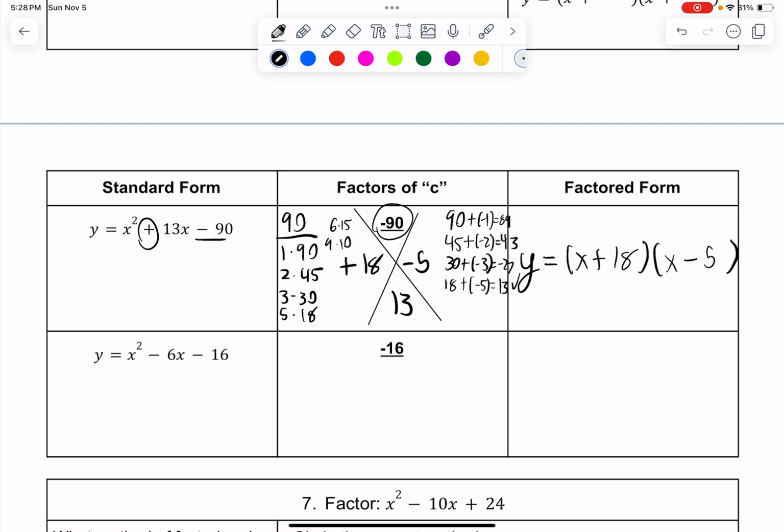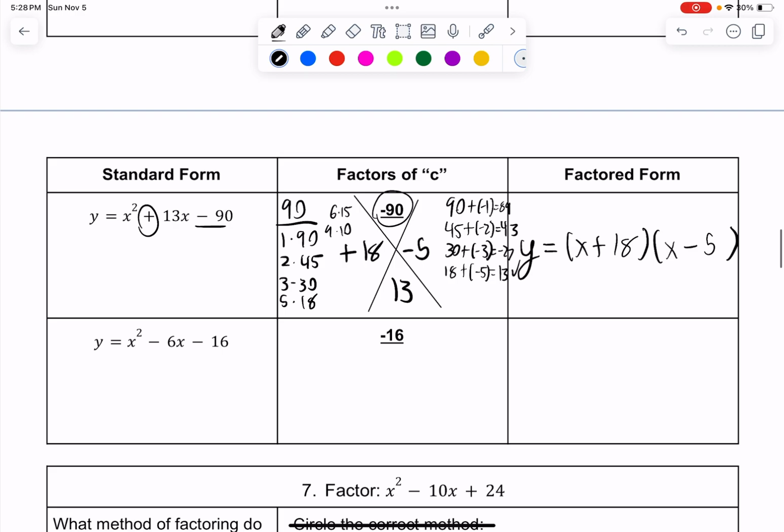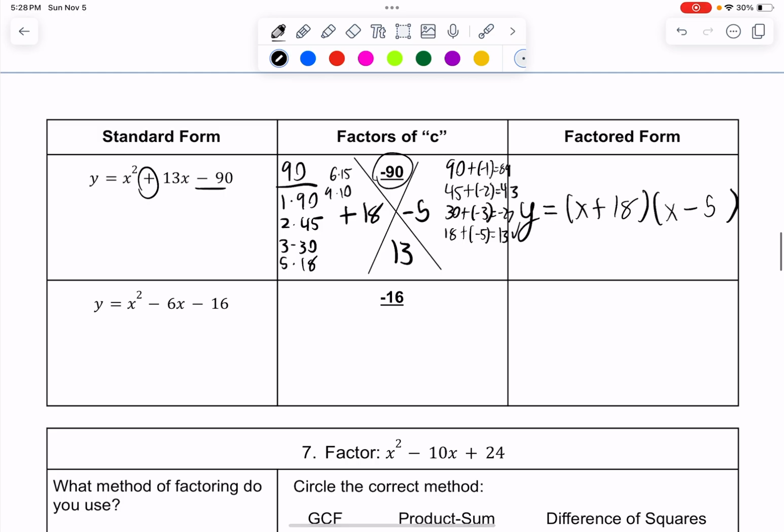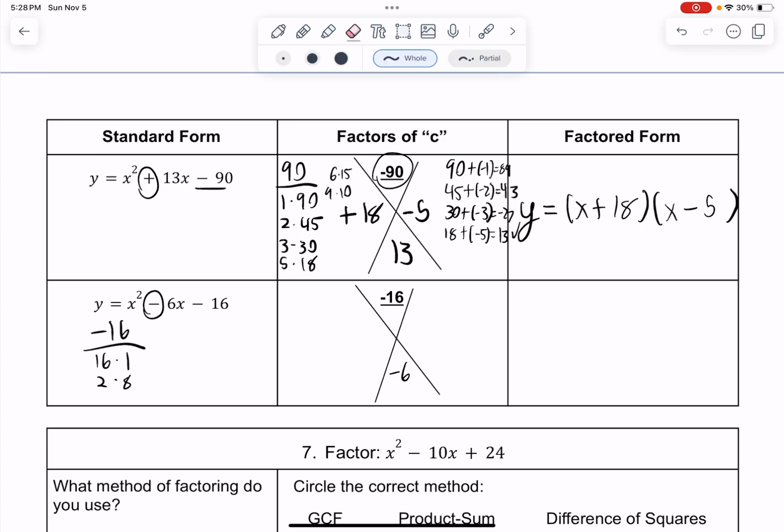Let's do one more practice before we start looking at how we start from our standard form and factor it using our product sum method. So here we have our standard form of x squared minus 6x minus 16. And I have a negative number in the front, so here my b is going to be negative. So I'm finding what two numbers multiply to a negative 16, but add to a negative 6. So let me list my factors of 16. And if you need your factor chart, I highly recommend using it. So 16 times 1, 2 times 8, and 4 times 4.